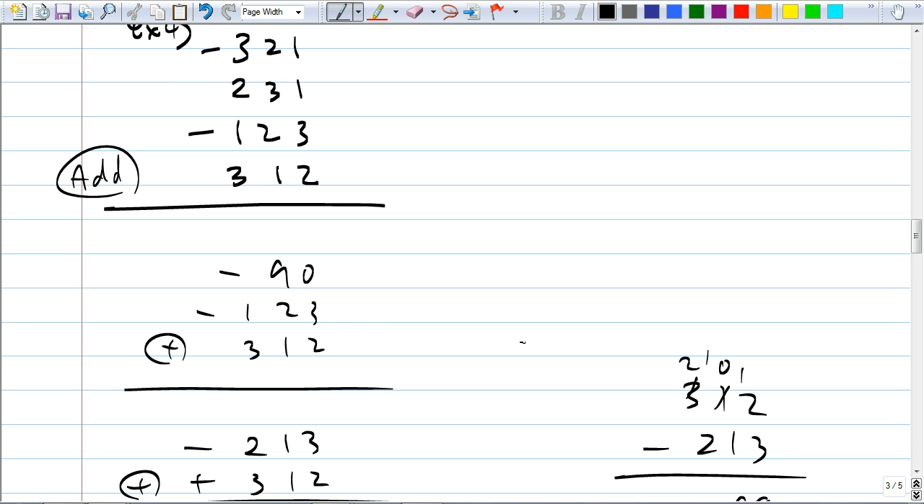By the way, Brianna, would the answer be positive or negative? Positive, yeah, because we have more positive, right? What did you get for the answer?